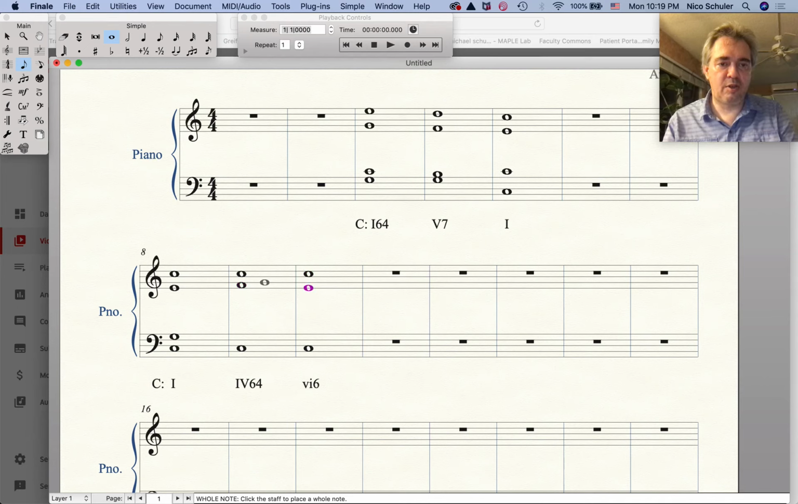So we have here F, A, C, here C, E, G, C is doubled, here the C is doubled, which is the 5th of the chord, and this will be an A chord in first inversion, A, C, C, E.